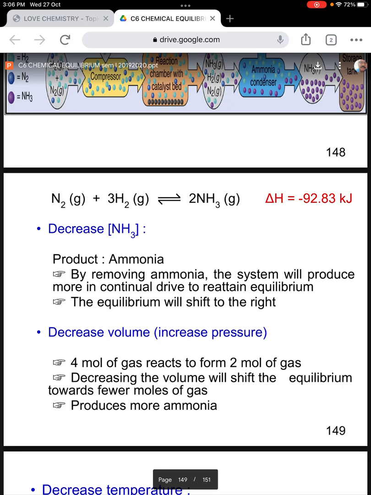When we decrease the volume or we increase the pressure, what would happen? Our right-hand side of the equation has 2 mole, while our left-hand side of the equation has 4 mole. When you decrease the volume, the pressure will increase, so the system will move towards the smaller number of moles. When it moves towards smaller number of moles, that means equilibrium will shift forward or to the right. In other words, it produces more ammonia if we shift to the right.